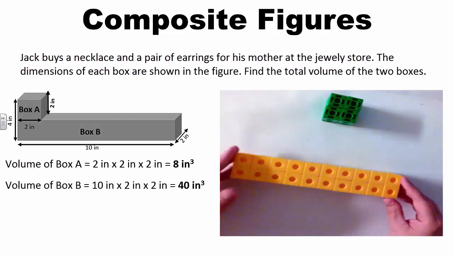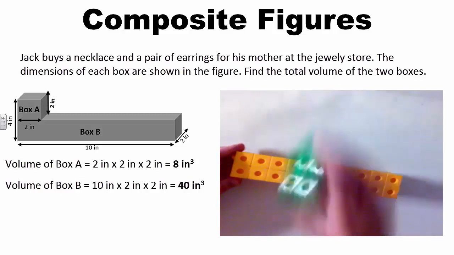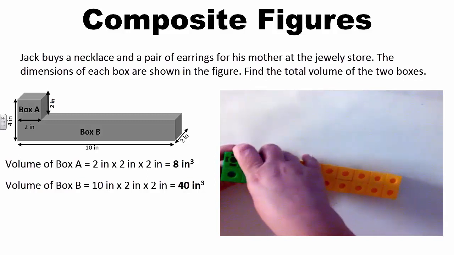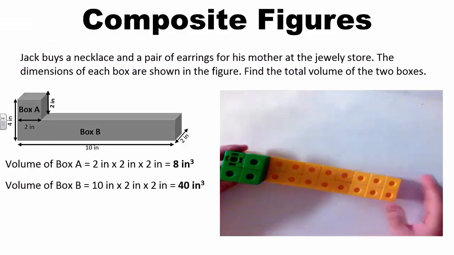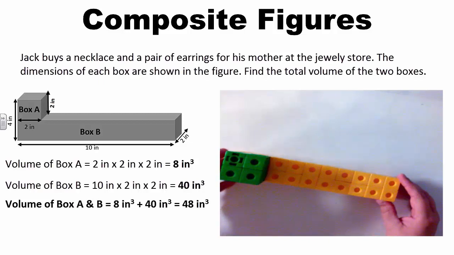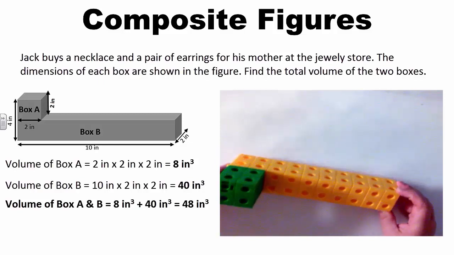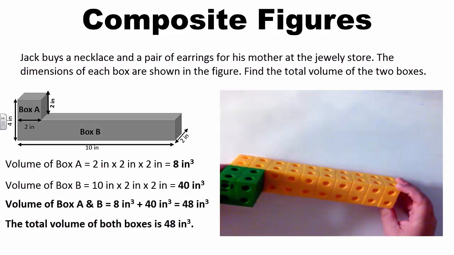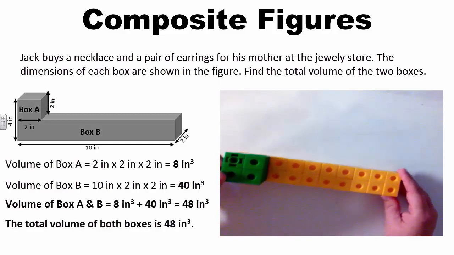To find the total volume of both boxes, we need to add the volume of box A to the volume of box B. The volume of box A was 8 cubic inches and the volume of box B was 40 cubic inches. 8 cubic inches plus 40 cubic inches equals 48 cubic inches. So the total volume of both boxes is 48 cubic inches.